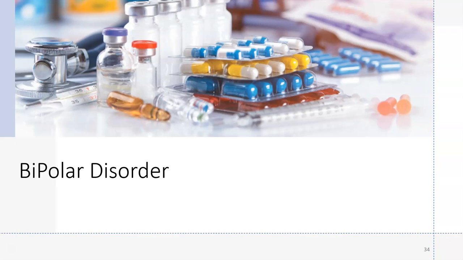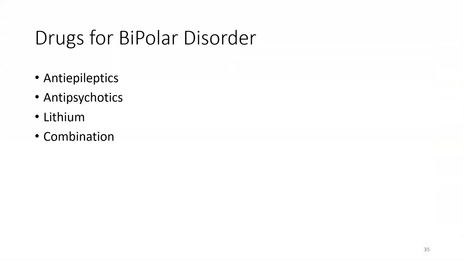Bipolar disorder used to be referred to as manic depression. When a patient is being treated for bipolar, they are treated for both their manic episodes as well as their depression. The disorder needs to be managed, and we can use many different drugs, including anti-epileptics, antipsychotics, lithium, or a combination. The depression can be managed with antidepressants. Drugs that lessen the severity and frequency of the mood swings are known as mood stabilizing drugs.